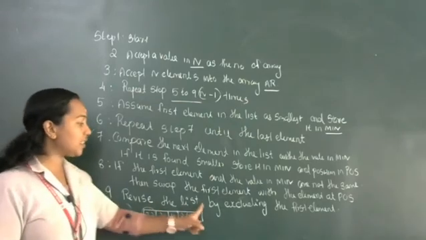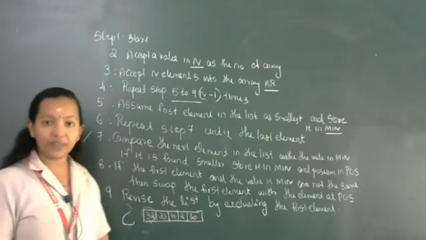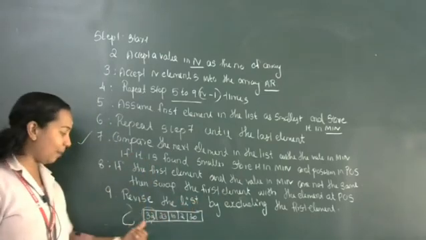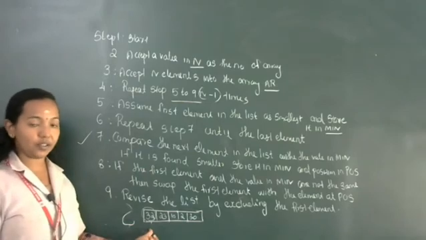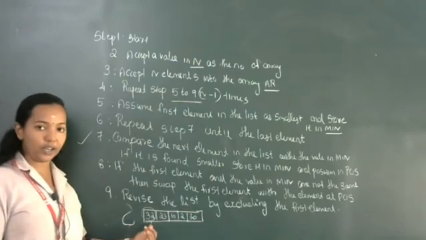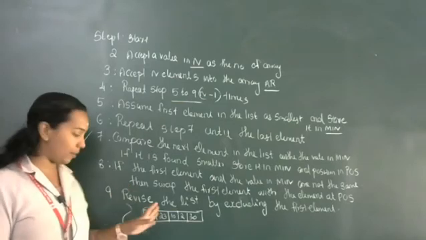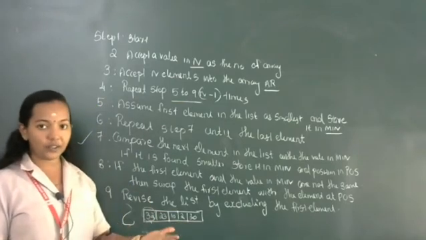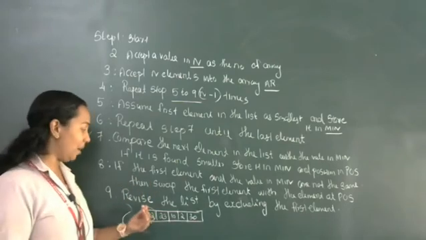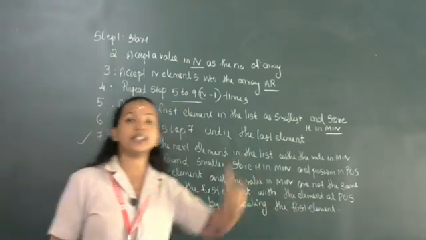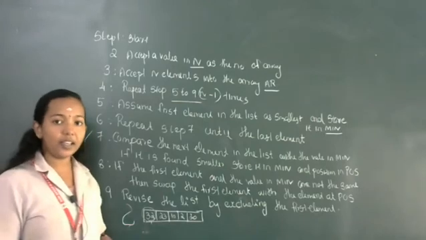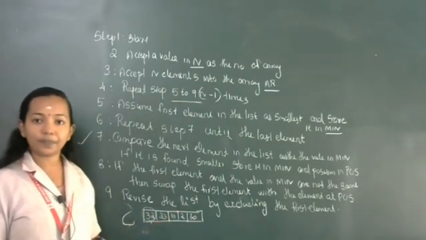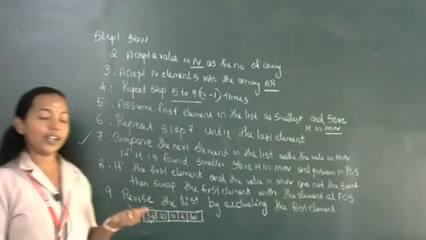Then revise the list by excluding the first element. So after the first pass, we got the smallest element at the first location. So the first location sorting is over. Again you continue the iteration, or we continue the process, by excluding the first element, because we already sorted the first element. Then again you don't want to sort it. Clear? So this is the selection sort algorithm.